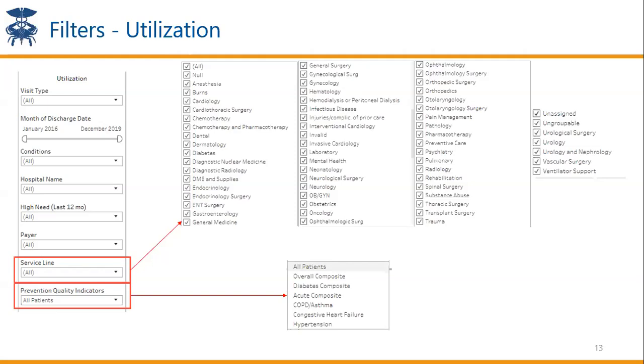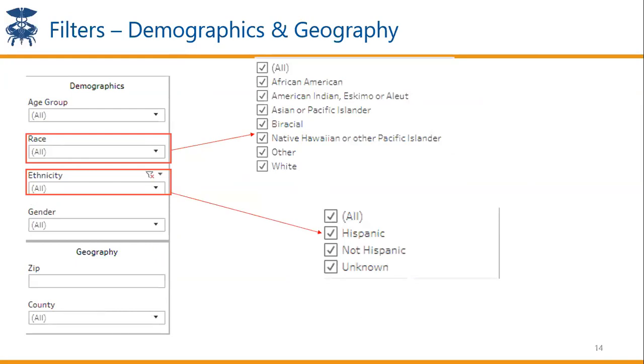Okay. The service line indicator is another way to filter the data. So you can select a particular kind of service that the patient received during their visit. And then the prevention quality indicators will show you the potentially avoidable admissions, either for diabetes, like we mentioned, or some of these other areas, such as COPD, asthma, and hypertension. Okay. We're also providing filters for demographics. This includes age group, race. Again, here you can see how it's broken out. Ethnicity of Hispanic or non-Hispanic, gender. And then the geography filters include zip code and county.